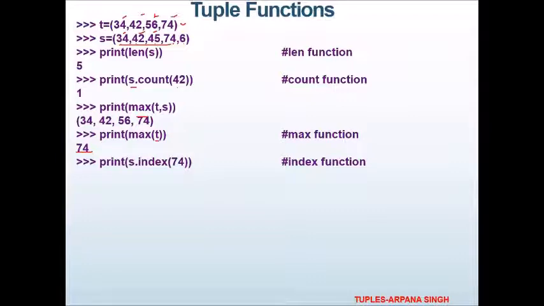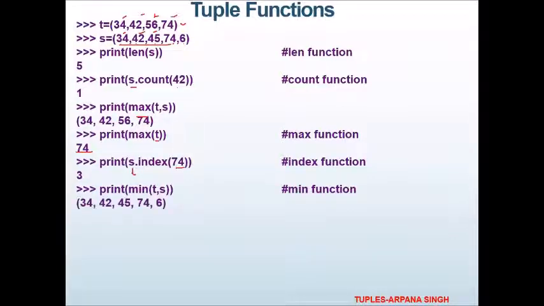S dot index of 74 will find the index of 74 in tuple s. This is the s tuple. What is the index of 74? Count: this is index 0, 1, 2, 3. So 74 is at the third index, so it will return 3 as the answer.